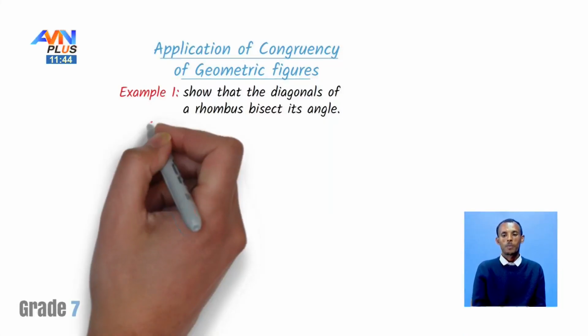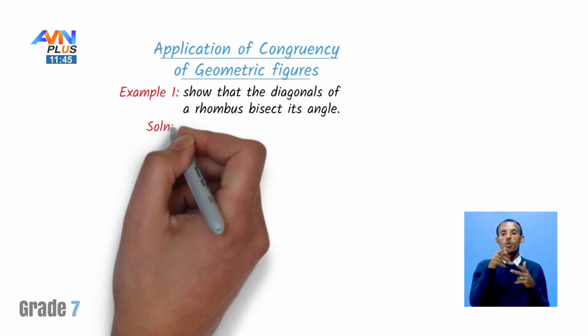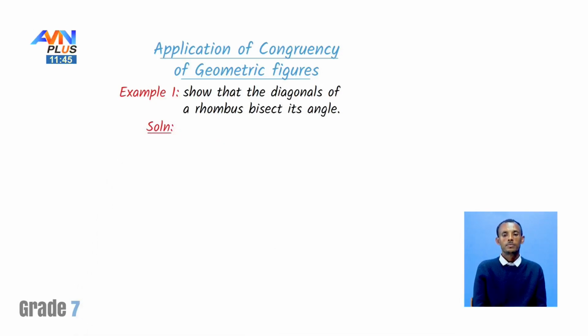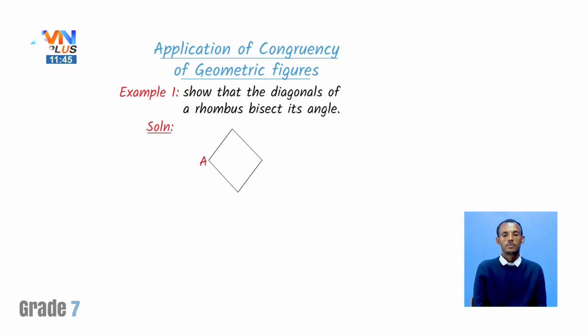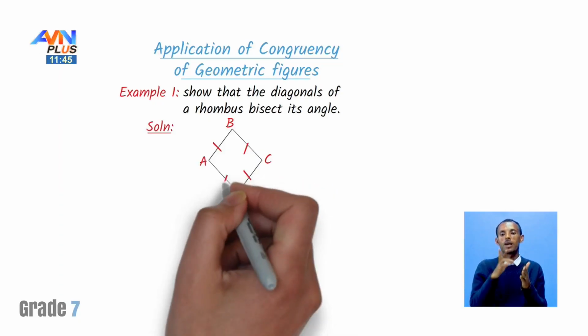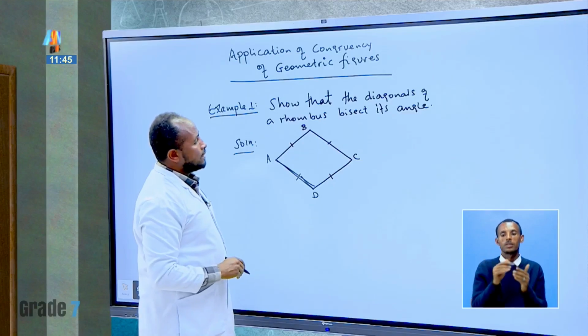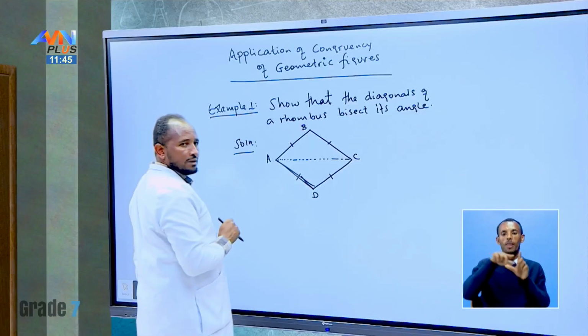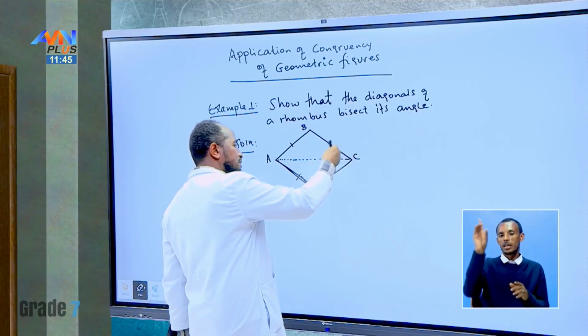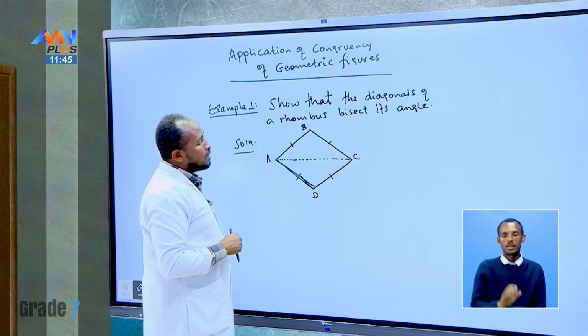Look. Here you have a rhombus. Assume this is a rhombus ABCD. You know that all sides of a rhombus are congruent. The question here says this diagonal bisects angle A. Again, this diagonal bisects angle C. So, how do we show this?